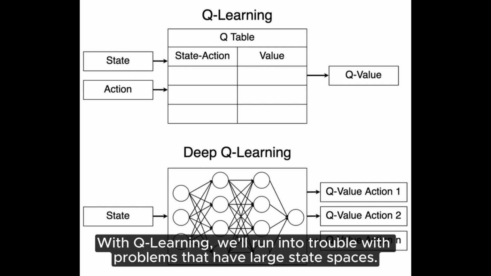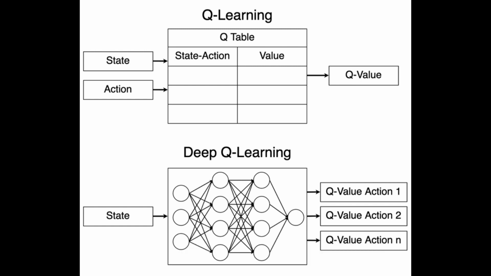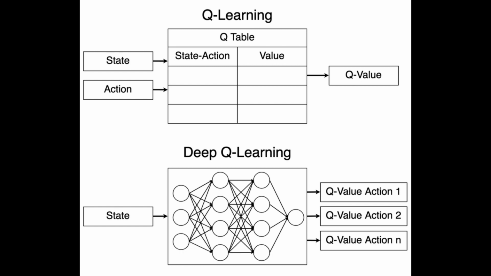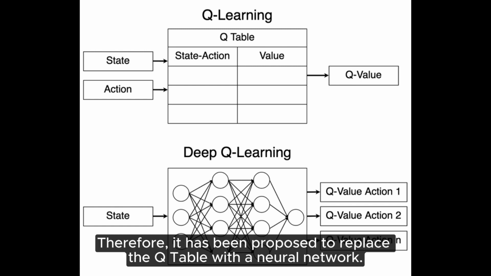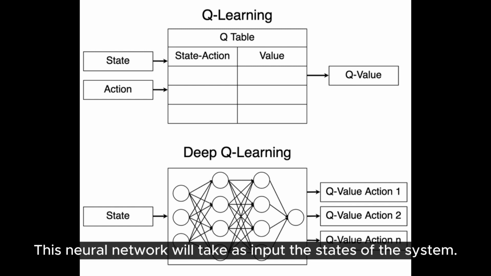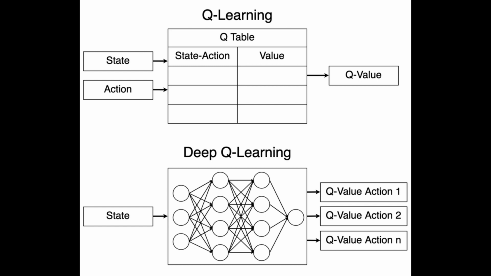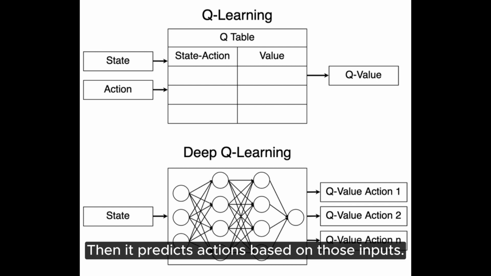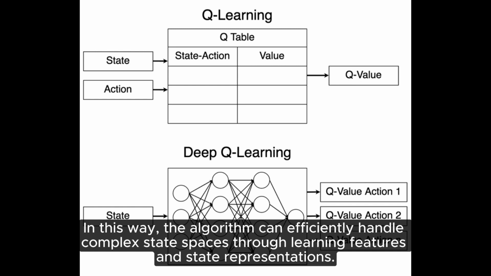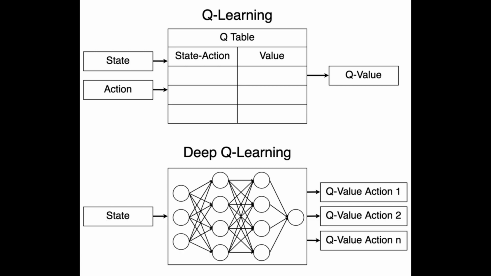With Q Learning, we'll run into trouble with problems that have large state spaces. Discretizing the state space can be very difficult or impossible. Therefore, it has been proposed to replace the Q table with a neural network. This neural network will take as input the states of the system. Then it predicts actions based on those inputs. In this way, the algorithm can efficiently handle complex state spaces through learning features and state representations.